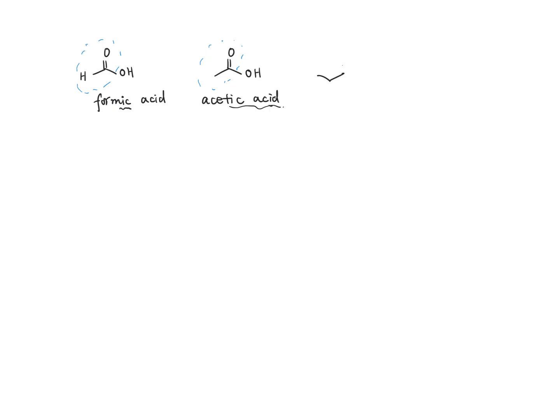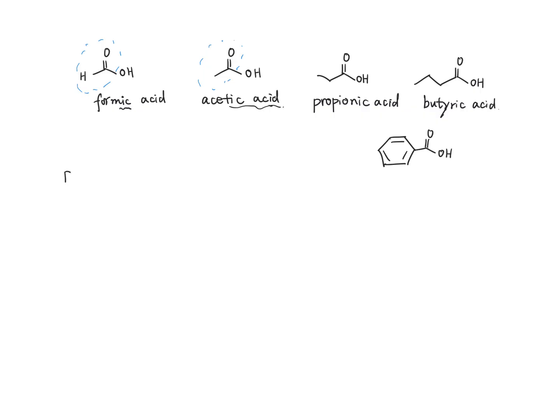The next one, we include an ethyl group, and this one is called propionic acid. And the next one, when you have 4 carbons, is called butyric acid. The last one is something you do need to know. This one is with benzene. This is benzoic acid.